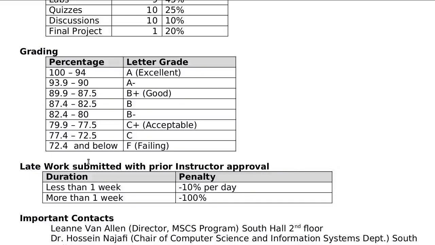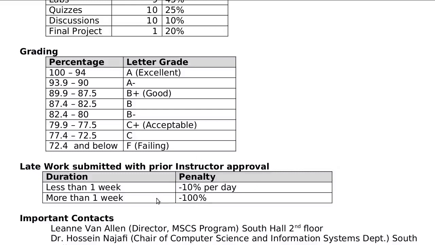So remember, late work, you can only submit it if you get prior instructor approval. Even if you do get approval, if it's less than a week, you still get a penalty of 10% per day, and that only goes for one week. After one week you don't get credit for it. You can still submit it.